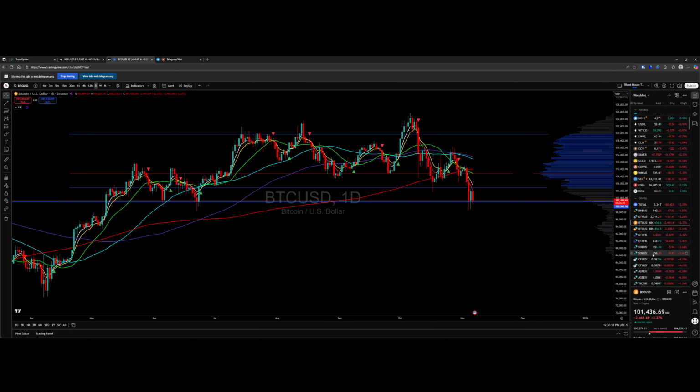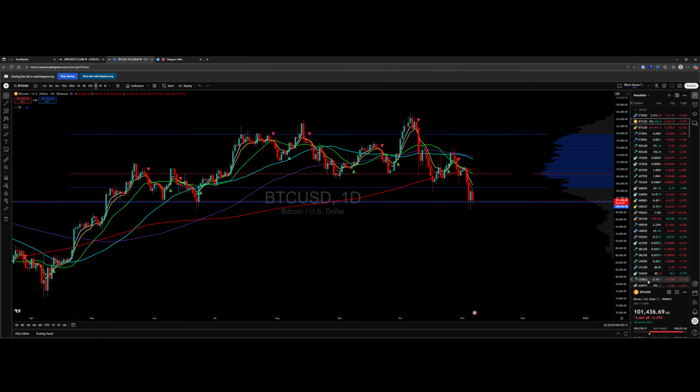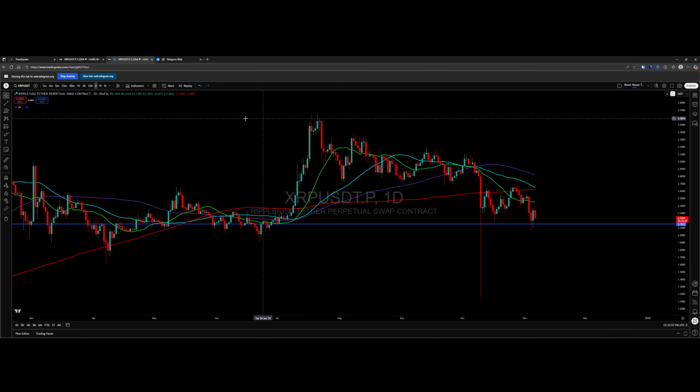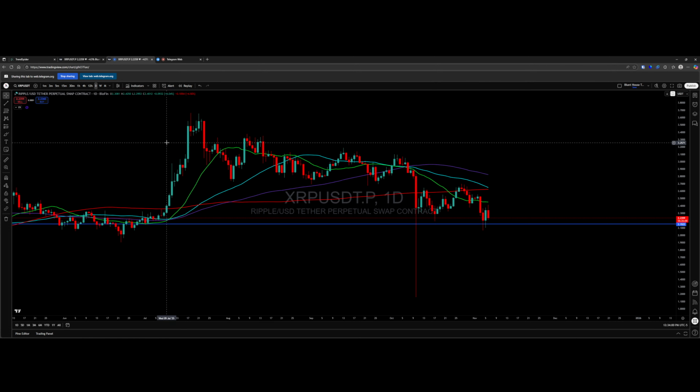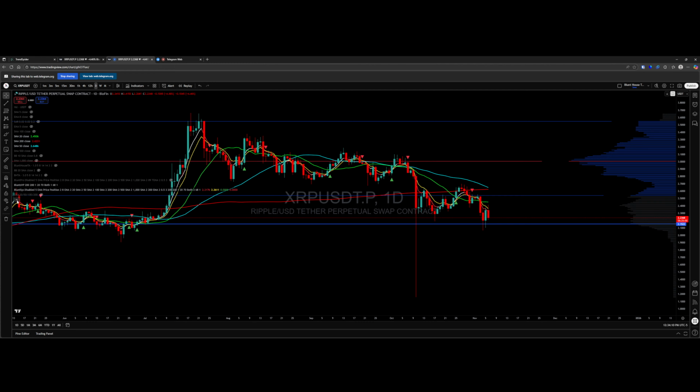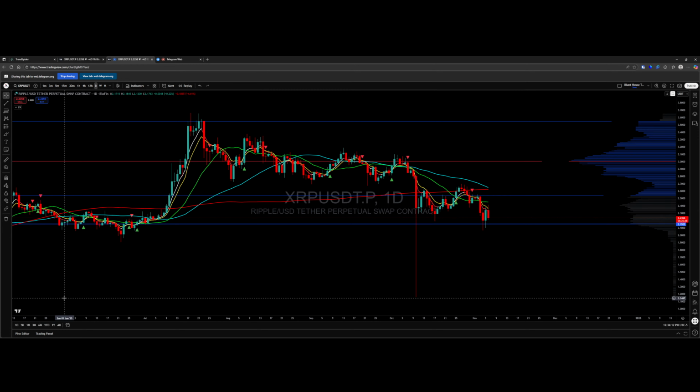Let's take a look at, where's our friend XRP? Here we go. Similar look, right? Daily chart that we're looking at. 20, 50, 200, and I guess the 100's on here. We can take it off. Volume profile. You can see price struggling to get above the point of control.